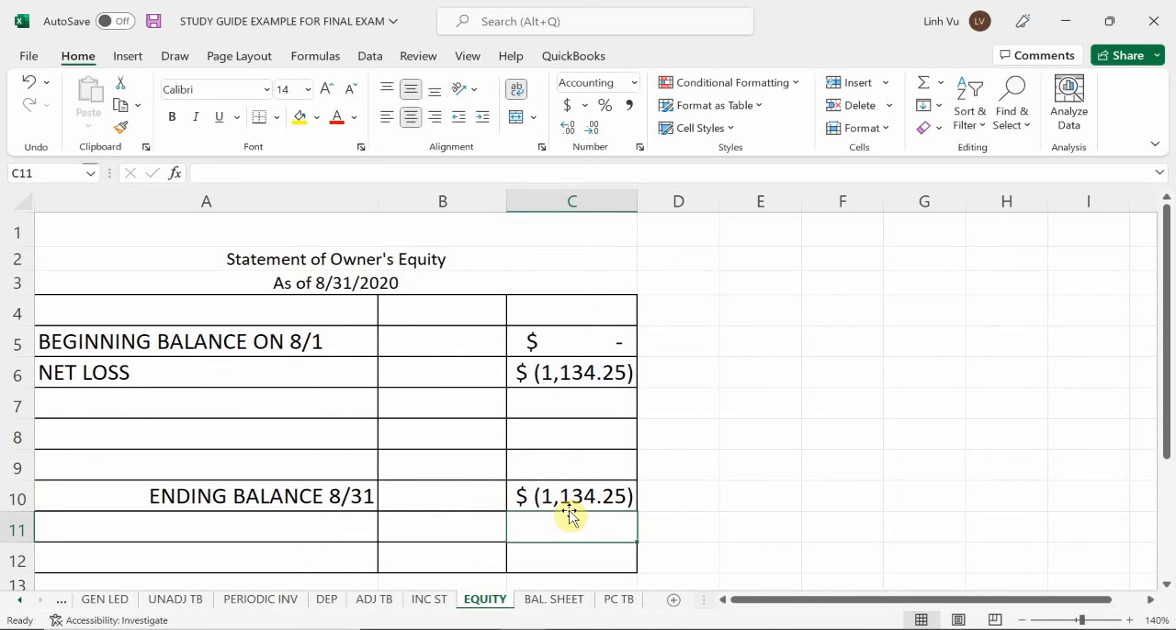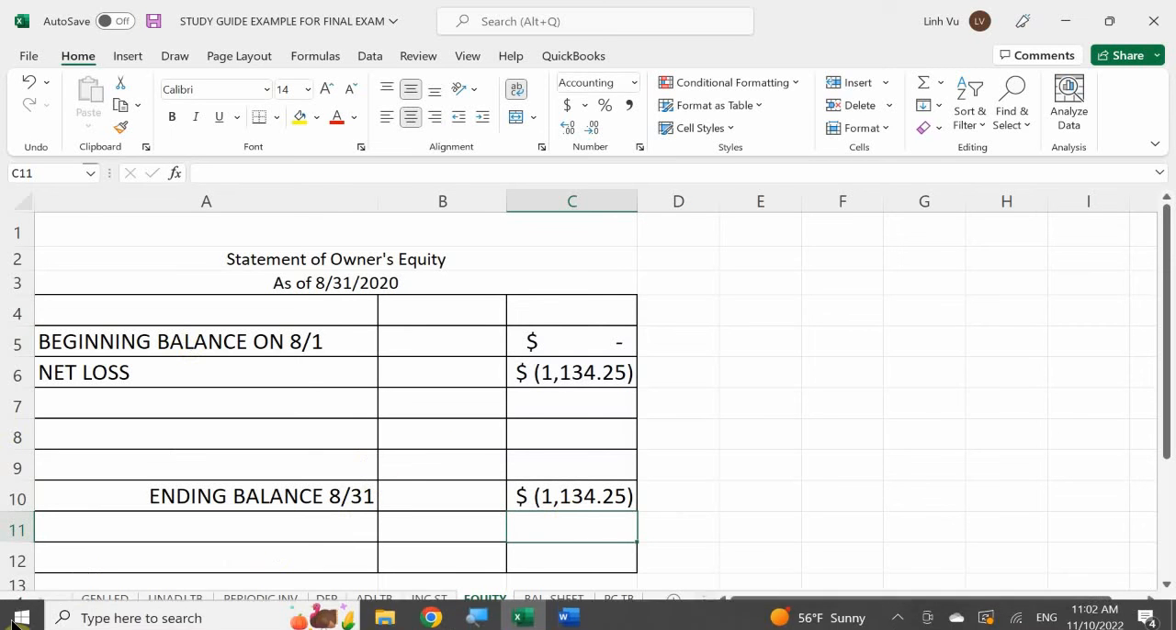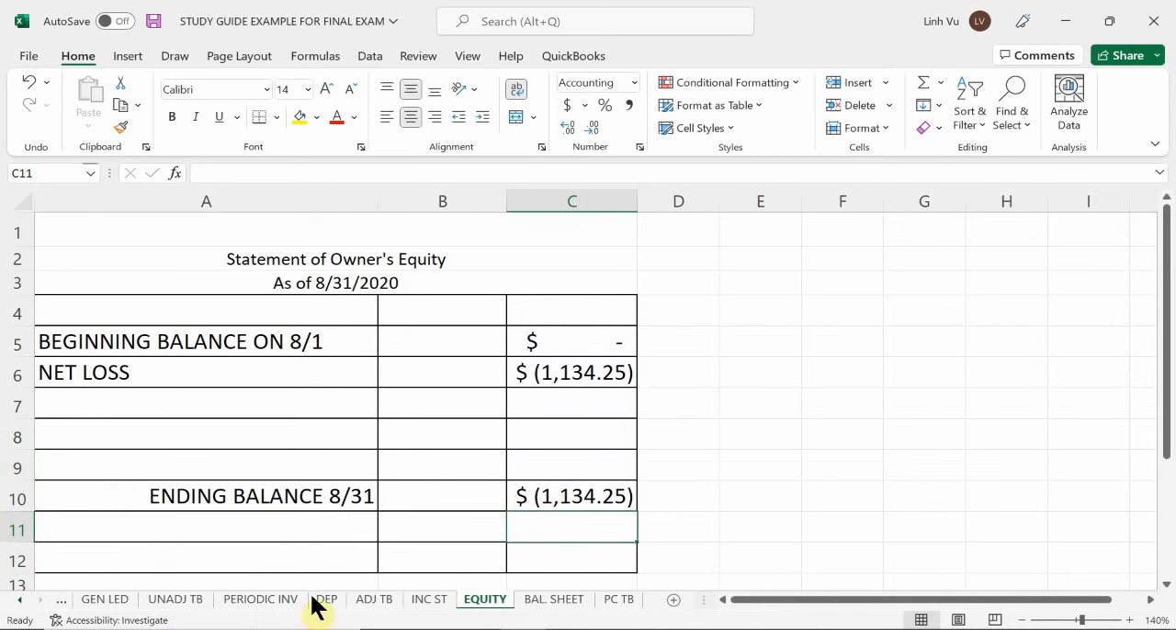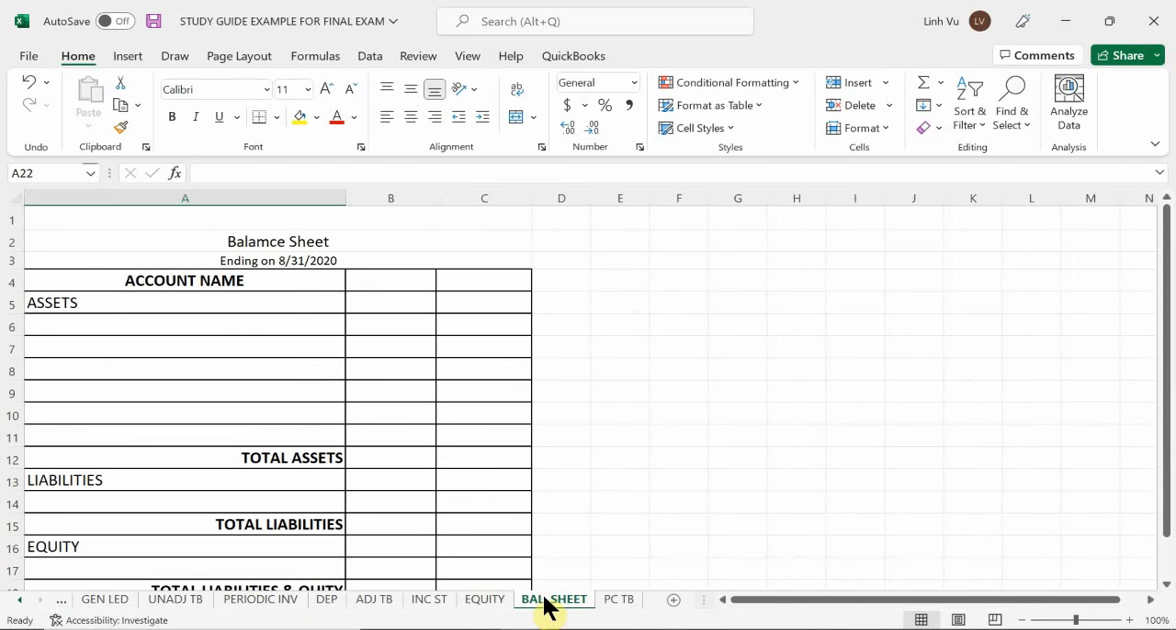But that doesn't mean your company is not doing well. It just means that you spent too much money. That's all that net profit and net loss tells you: did you make more money than you spend? It doesn't say that you are in the hole or in debt. It just tells you that this period of time, you spent more than you earned. That's all it's saying. So now that I finished my equity here, I need to do my trial balance.